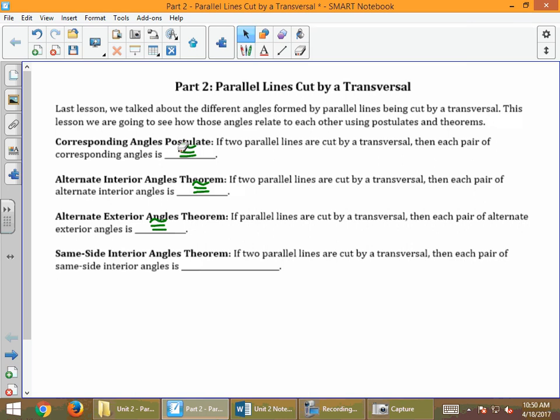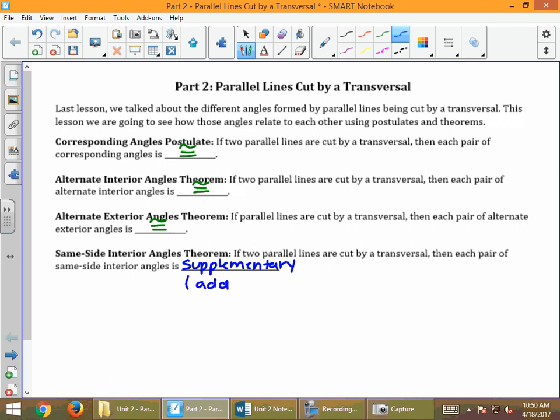Same side interior angles, those are a little different. Those aren't congruent, those are supplementary. So you have two parallel lines cut by a transversal. Same side interior angles are supplementary. Remember, supplementary means they add to 180 degrees. So they're all congruent except for same side interior. Those are the different ones. They're going to add to 180.